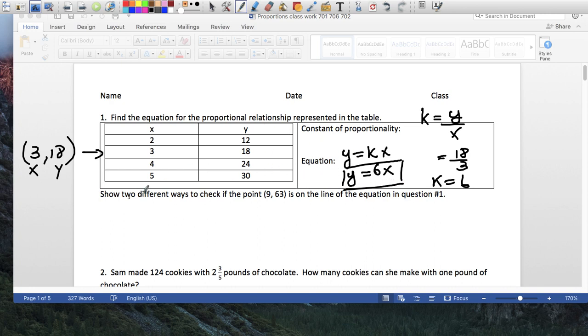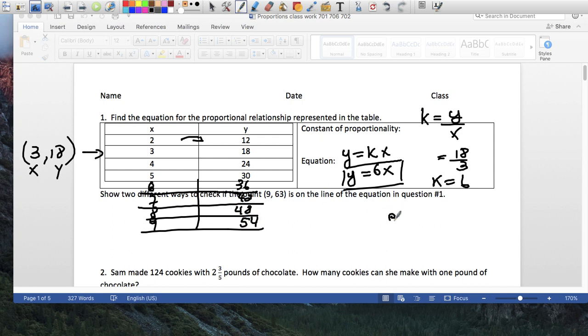Now I want to check if a point is on the line. Imagine if I were to continue this table, 6, 7, 8, 9. They would each have a corresponding y value. Everybody can see it's times 6, times 6, times 6. So with 6, I would have 36. With 7, I would have 42. With 8, I would have 48. And with 9, I would have 54. So the point 9, 63 is definitely not on this line. So this would be a no. One way would be to continue the table and see what I would get with 9. It's saying that with 9 you should get 63, but in reality with 9 I get 54.